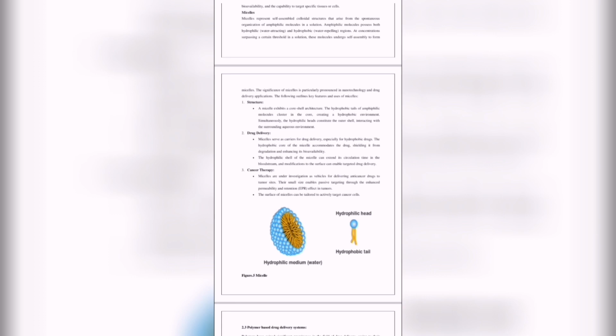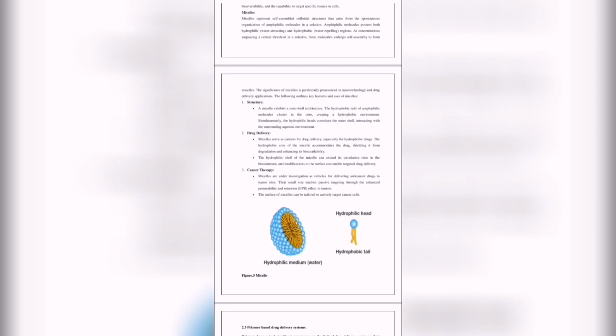Drug delivery. So, how do micelles help in drug delivery? Micelles serve as carriers for drug delivery, especially for hydrophobic drugs. The hydrophobic core of the micelle accommodates the drug, shielding it from degradation and enhancing its bioavailability. The hydrophilic shell of the micelle can extend its circulation time in the bloodstream, and modification of the surface can enable targeted drug delivery. Micelles are also used in cancer therapy.